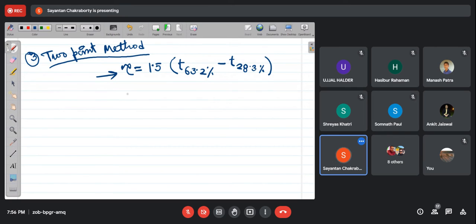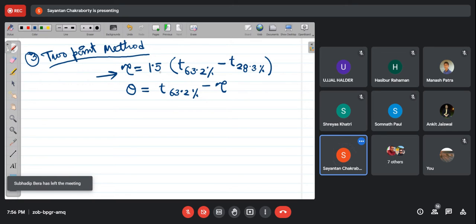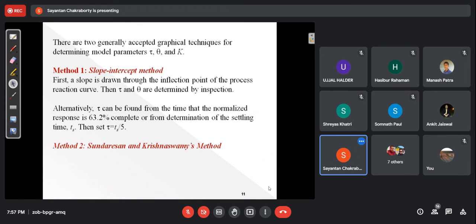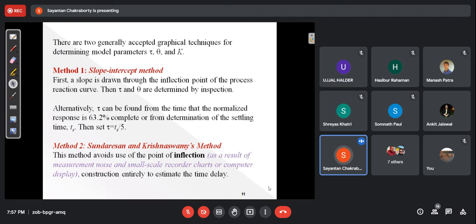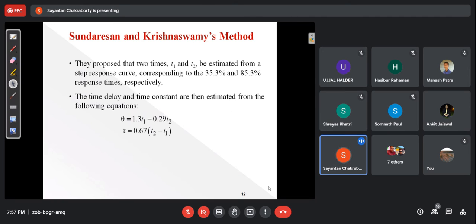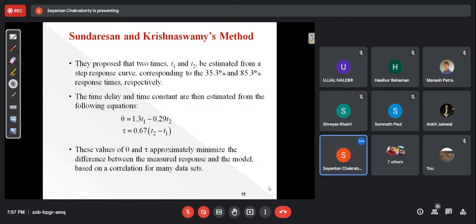This is the empirical formula, right? And the time delay will be, sorry, the time delay will be tau 2 minus tau. Tau I will calculate from here. So by this method, you can easily calculate the time constant. There are other methods as well. I've mentioned these two methods. There's another empirical method called the Sundaresan and Krishnaswamy method. Same method. Here the 2 points are taken as 35.3% and 85.3%, and based on that, the time delay and the time constant are calculated using this formula. This is another empirical formula that we find in literature, right?